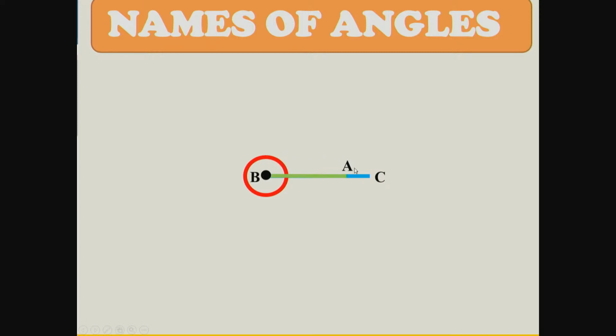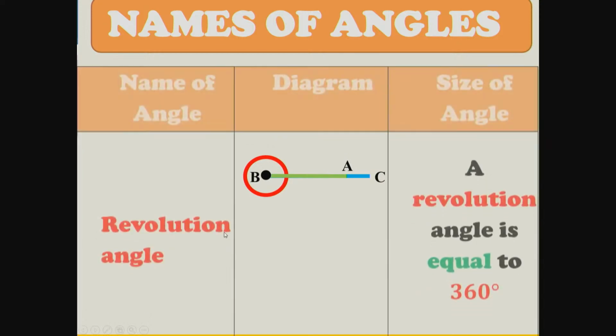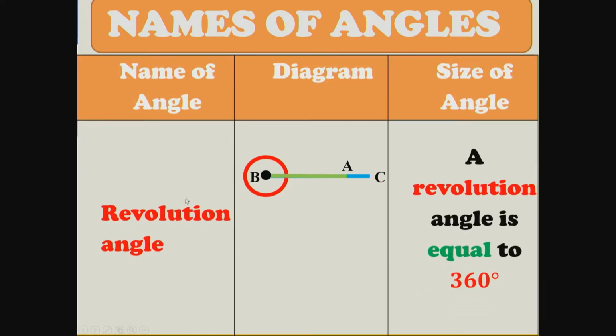So in this case, that arm has moved around a point up to the position where it was. Such an angle is referred to as a revolution angle. All right, so let's have a look at this. Here it is. The revolution angle is an angle that is equal to 360 degrees.